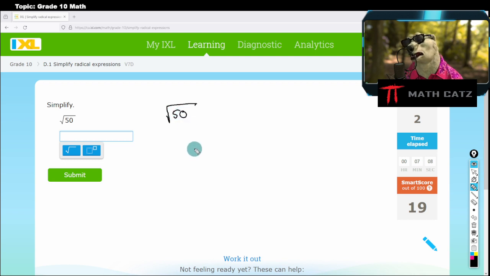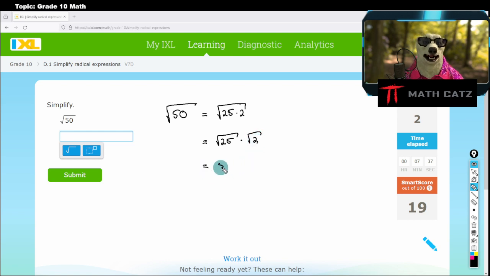So now I need to factor this 50, but in a specific way so that I can simplify the square root. So I'm going to go 25 and 2, extend my square root so it's nice and clear what is inside and what is outside. And then I can go root 25 times root 2, and this is therefore 5 root 2.